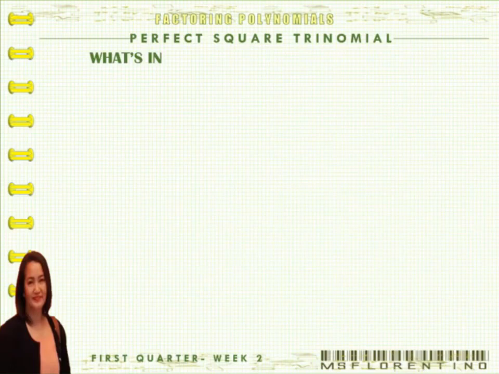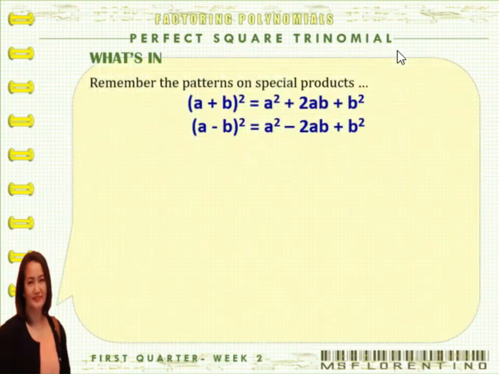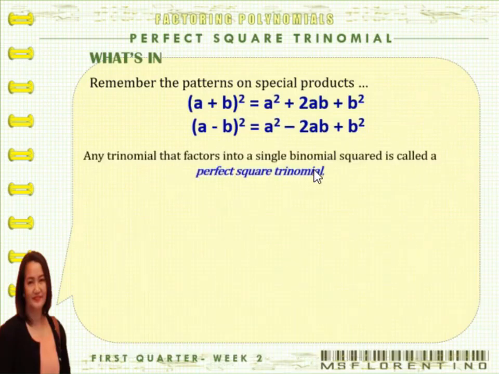Factoring perfect square trinomial. Remember the patterns on special products? The square of a plus b is equal to a squared plus 2ab plus b squared. The square of a minus b is equal to a squared minus 2ab plus b squared. Any trinomial that factors into a single binomial squared is called a perfect square trinomial.